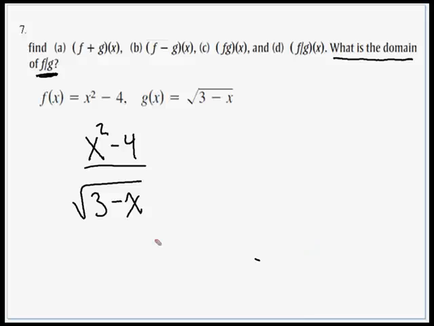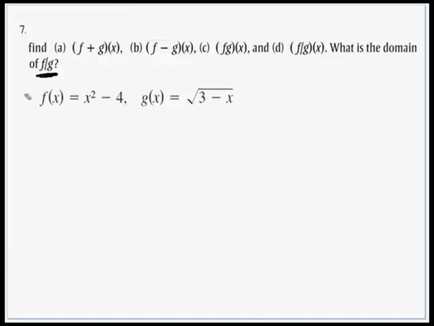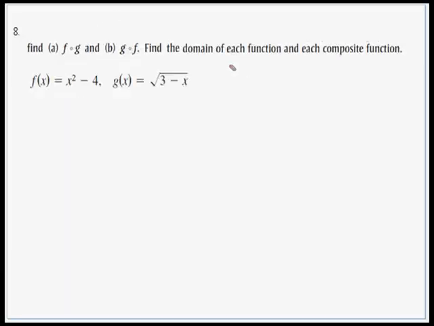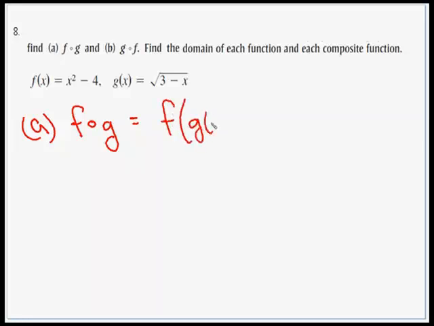And of course we save the hardest stuff for last. Problem 7 is the composition of the functions. So it says here in part A, we want to find f compose g and find the domain of each also. And then in B we're going to find g compose f. So f compose g is another way to write f of g of x. g of x is the inner function that's going to go into the f function.